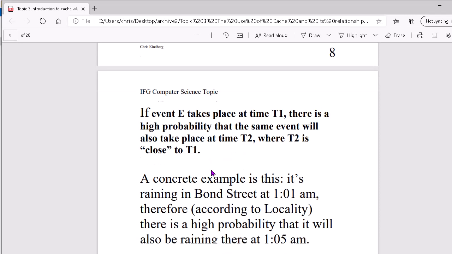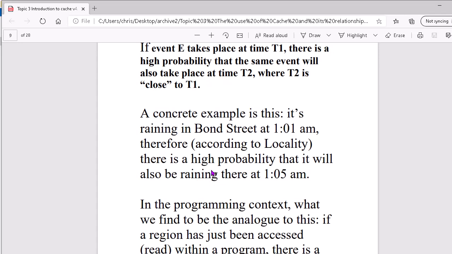And a practical and concrete example of this is, it's raining in Bond Street at 1 minute past 1 in the morning, and therefore, according to locality, there's a high probability that it will also be raining at exactly the same place at 5 minutes past 1.